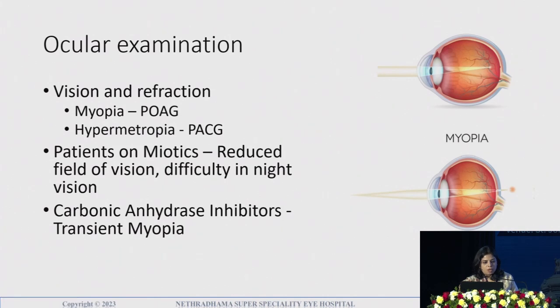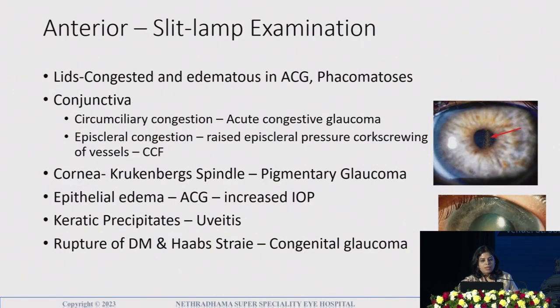Coming to ocular examination, check for the vision and refraction. If the patient is myopic, he is prone to have an open angle glaucoma. Hypermetropes are more prone to angle closure glaucoma. Slit lamp examination: check the lids. In conjunctiva, look for circumciliary congestion for acute congestive glaucoma. Look for corkscrewing of the vessels to rule out CCF.